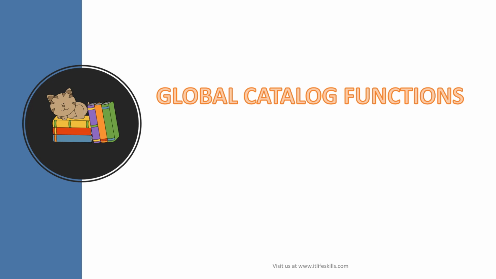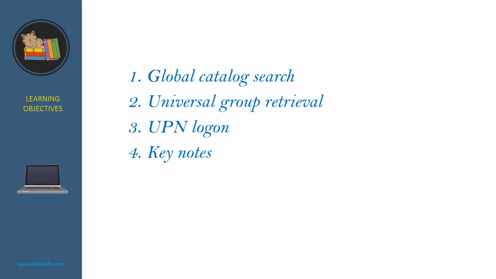In this lesson, we will learn about global catalog functions. First of all, we will learn about the global catalog search function, then the universal group retrieval function. After that, we will learn how global catalog enables UPN logon, and finally, we sum up our lesson with the keynotes.